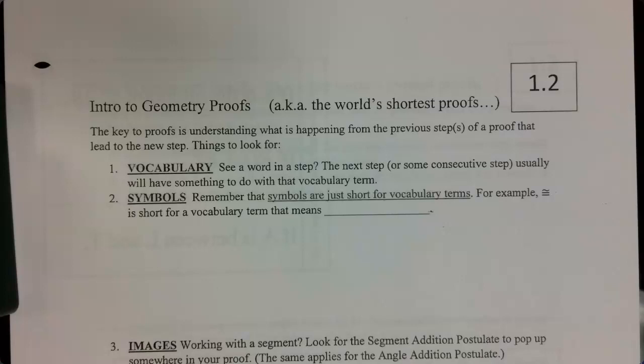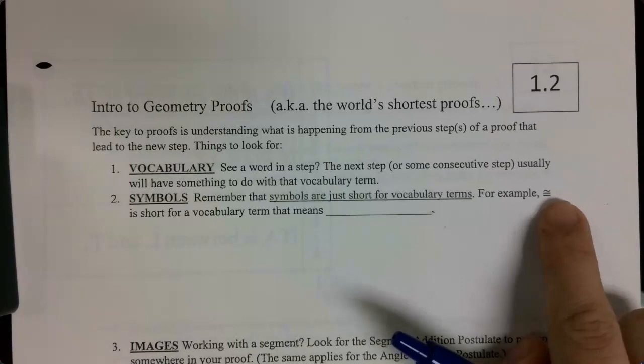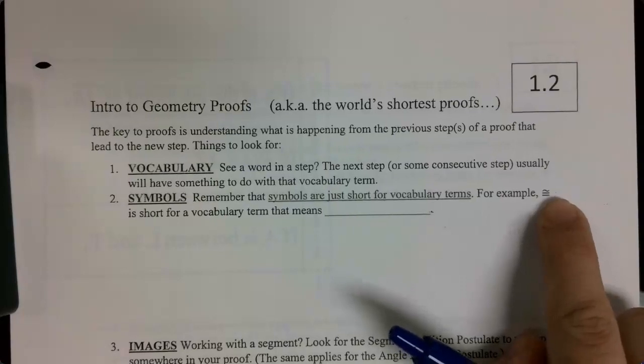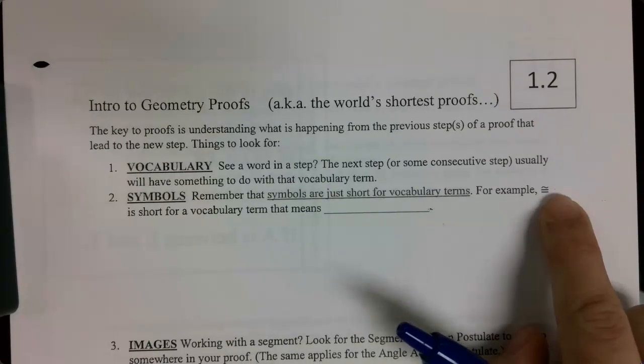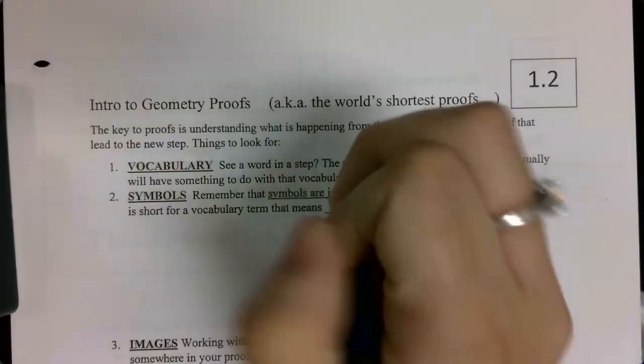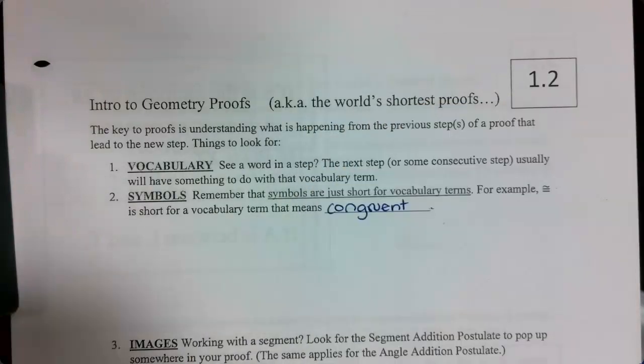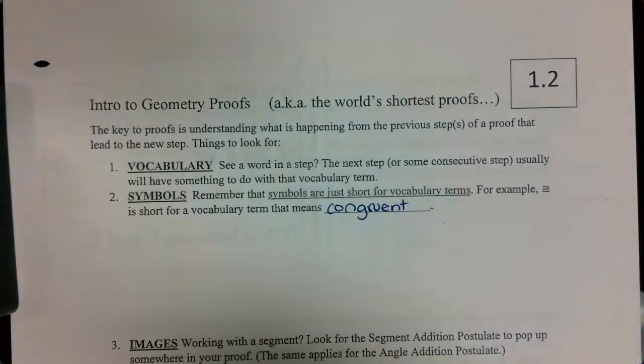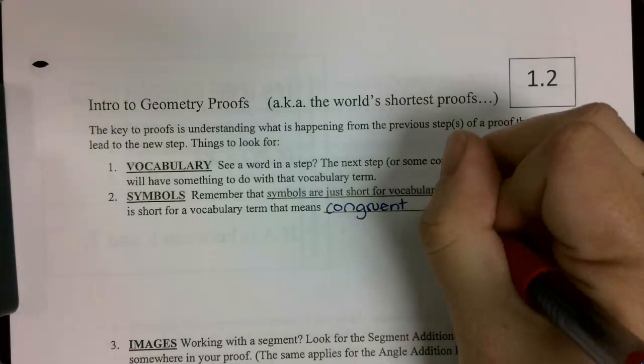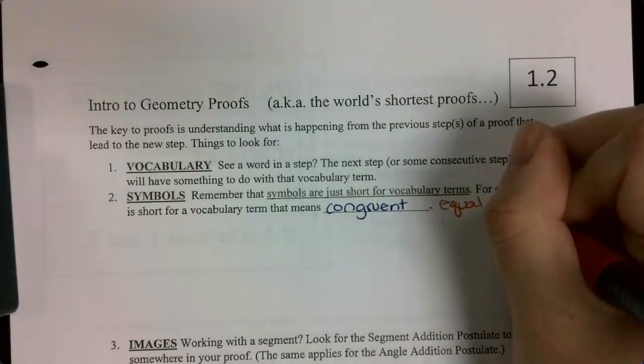We want to look for vocabulary, so see a word in a step. The next step, or some consecutive step, usually will have something to do with that vocabulary term. Symbols are just short for vocabulary terms. For example, this symbol that looks like an equal sign with a squiggly line above it is short for a vocabulary term that means congruent. Congruent means two equal pieces, or equal length.